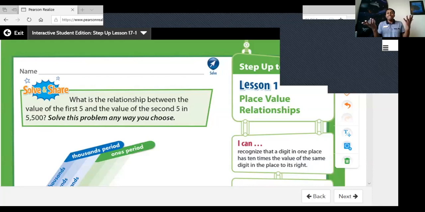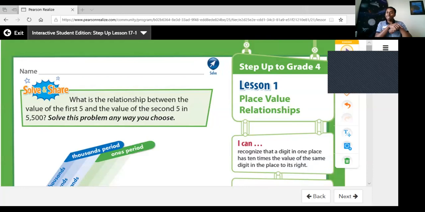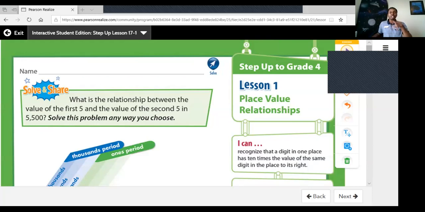All right, so today's lesson, as I said, is Step Up to 4th Grade. Lesson 1, place value relationships, we're working on that today. As I said, our objective for today: I can recognize that a digit in one place has 10 times the value of the same digit in the place to its right. Okay, so let's read that solve and share question. It says, what is the relationship between the value of the first 5 and the value of the second 5 in 5,500? Solve this problem any way you choose.